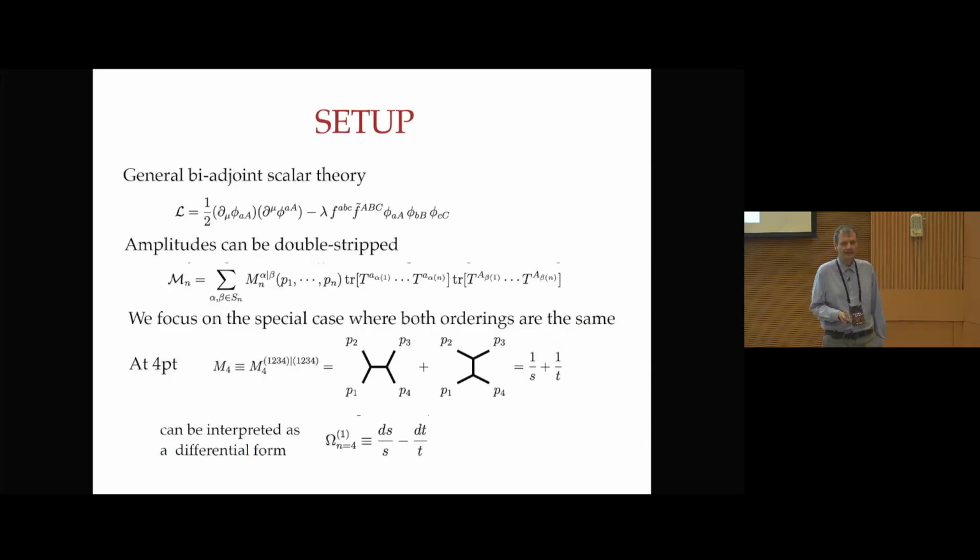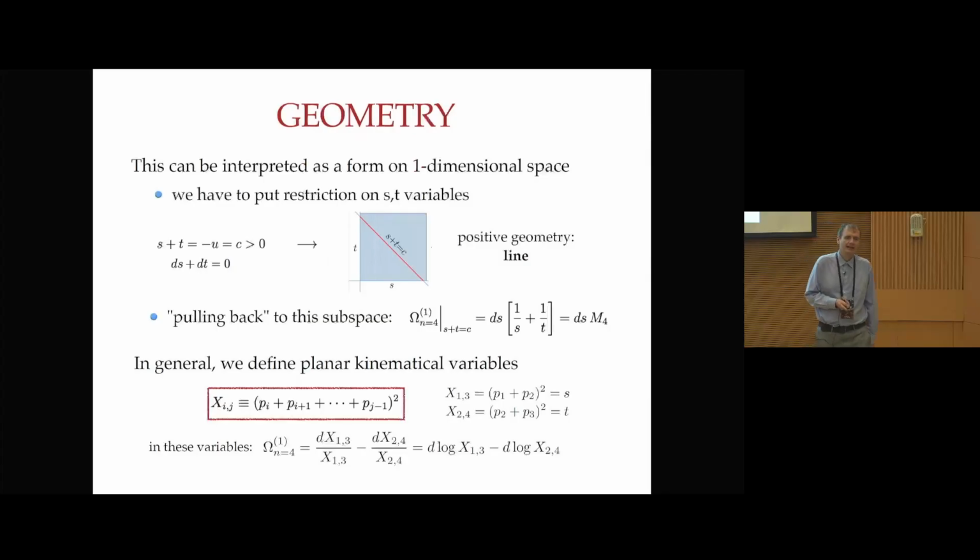Now we would like to interpret this amplitude as a differential form. The natural way to interpret it as a differential form is just to write ds over S minus dt over T. There is a reason why there is a minus sign that will become obvious in a second. But this is a way to start from a function and write it as a form.